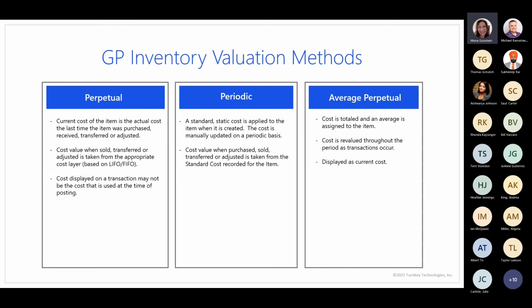The average perpetual is a cost that is totaled, and an average is recalculated and assigned to an item every time a transaction is perpetuated. And I'm not going to focus a lot on the average perpetual just because the very large majority of customers are using perpetual or periodic. And if you have any questions specific to average perpetual, if you want to post those, they'll get those questions to me and I will circle back to you and have an individual discussion with you.